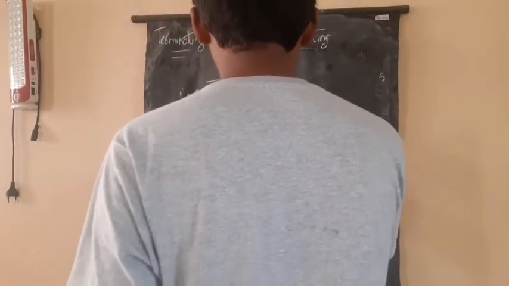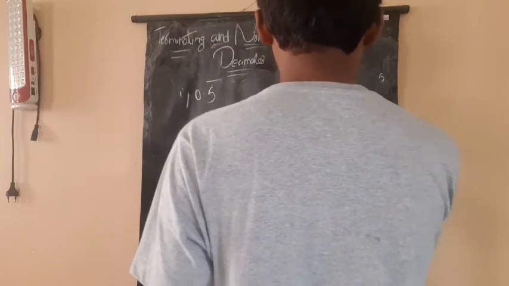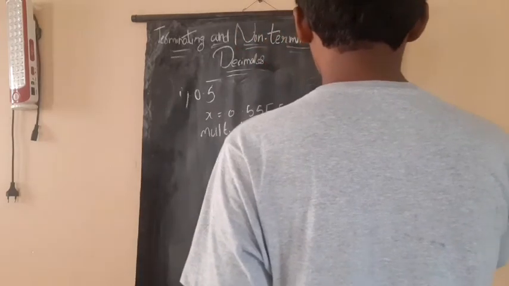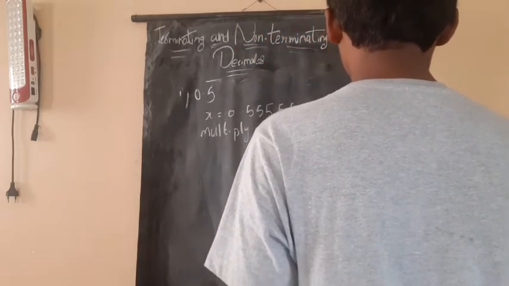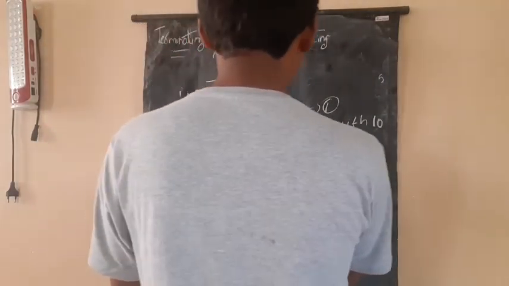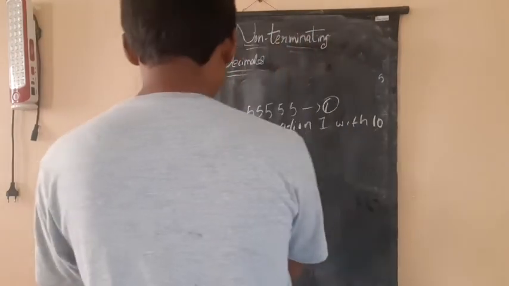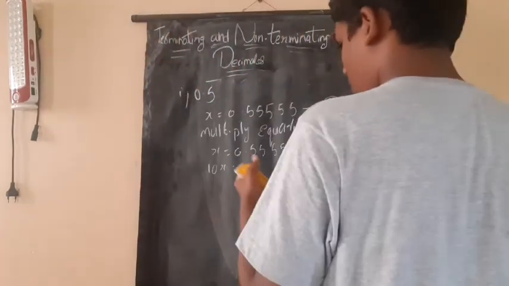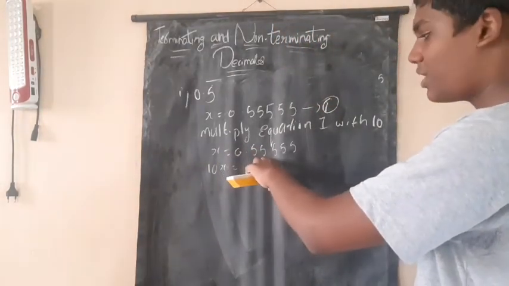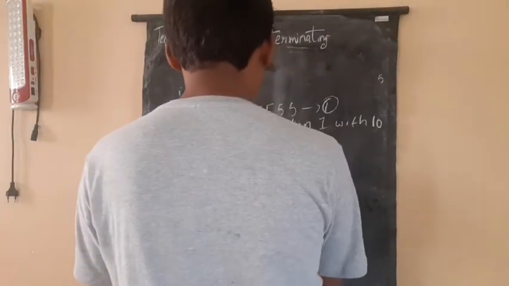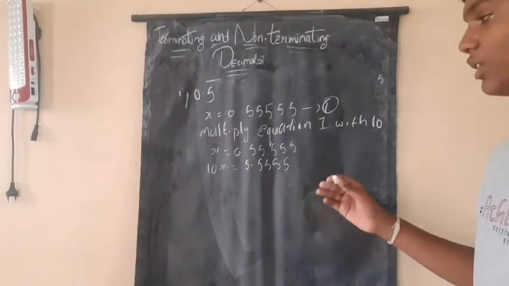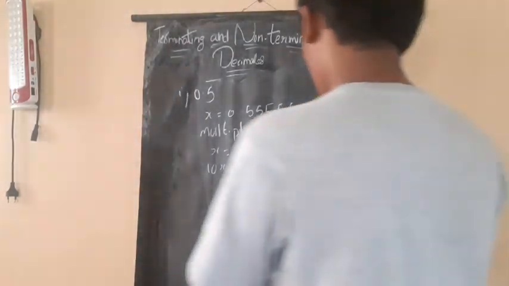So this is equation 1: x is equal to 0.5555. Multiply equation 1 by 10, and we have 10x. After multiplying by 10, the decimal point moves one place, so we have 5.5555 and so on. This is equation 2.